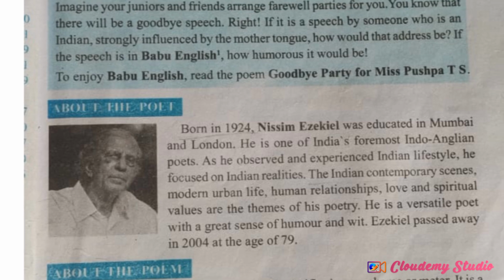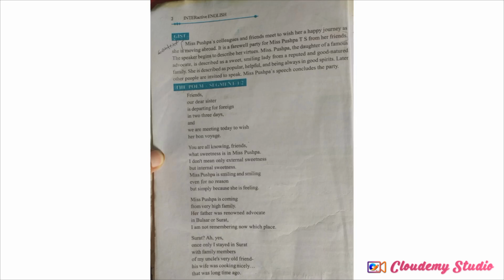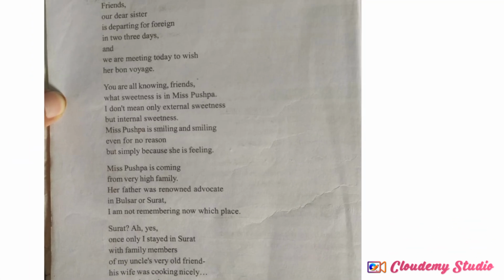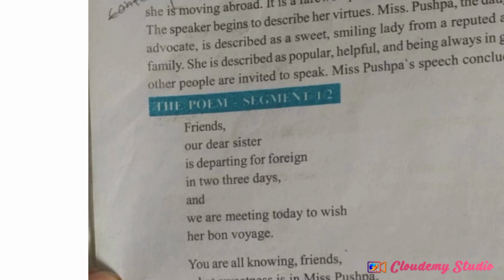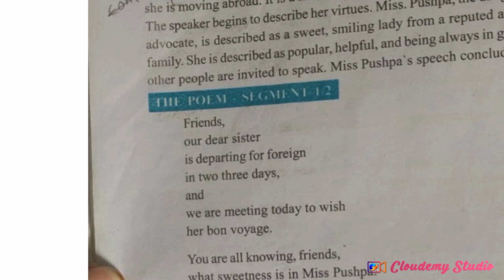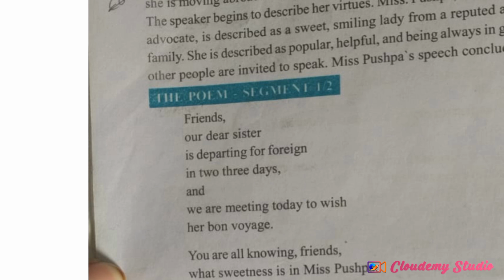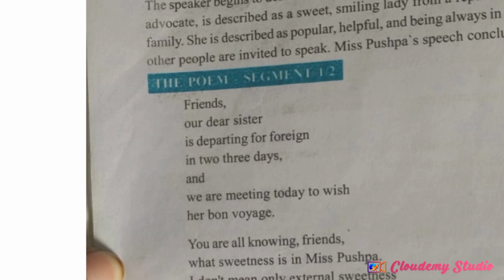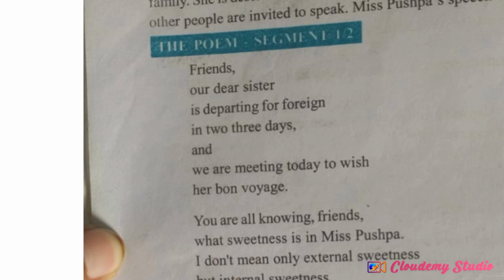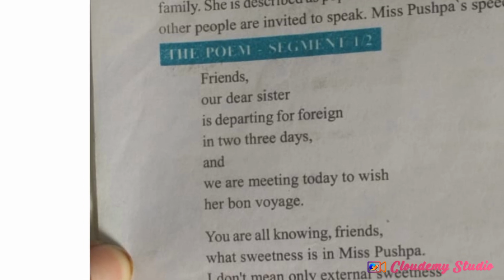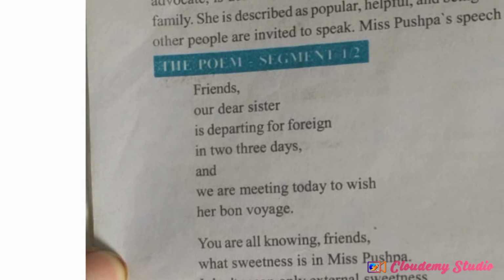Who has written the poem? Nissim Ezekiel. What is the name of the poem? Goodbye Party for Miss Pushpa. Who are the main characters in this poem? The main characters in this poem are, first, the speaker, and second, Miss Pushpa. The two are the main important persons here. Let's have a look at the poem.